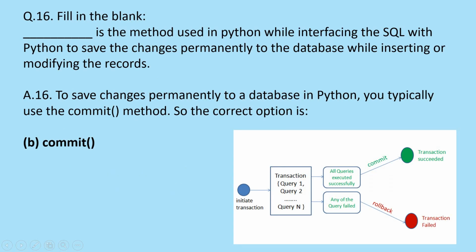Okay. Number 16, fill in the blanks. This is the method used in Python while interfacing SQL with Python to save the changes permanently to the database while inserting or modifying the records. So the answer is commit. To save changes permanently to a database in Python, you typically use the commit method. See here, the transaction is initiated here. If all queries are executed successfully, then you type commit, meaning the transaction succeeded. If any one of the queries failed, you type rollback, meaning the transaction failed. So the correct answer is commit.